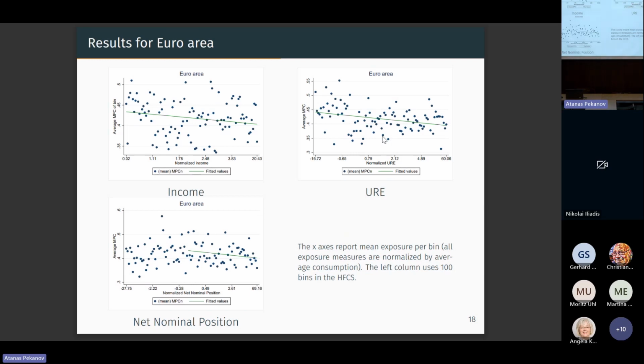Is it one wave of HFCS or is it pooled? So this is here the fourth wave. Okay. I obtained exactly the same results with the third wave. And I only have it for the third and the fourth, because before that we didn't have the MPC question. Which years are these? 2017 and 2020.